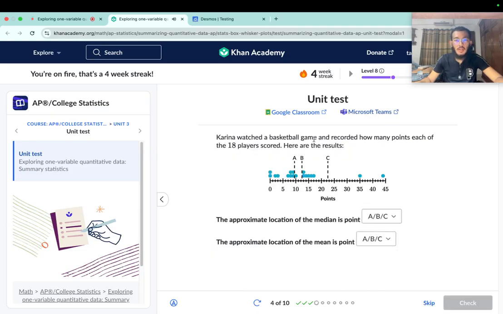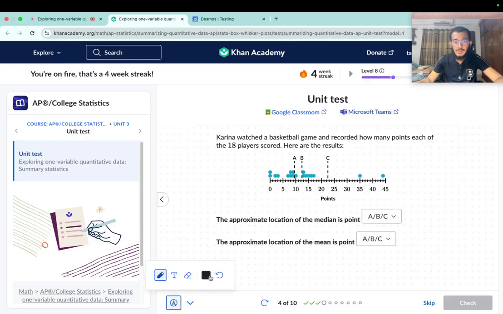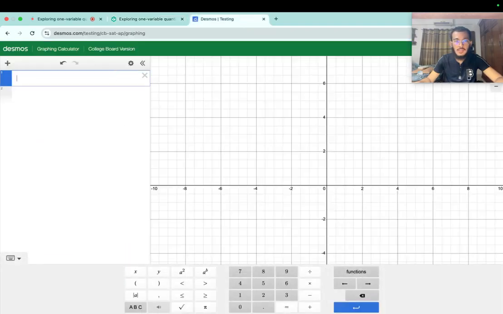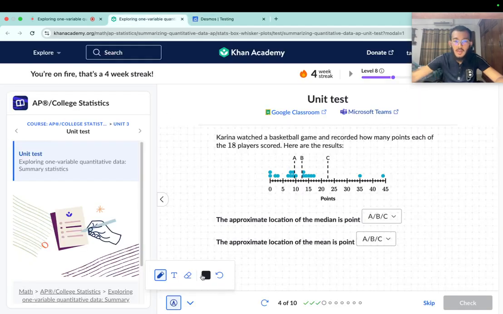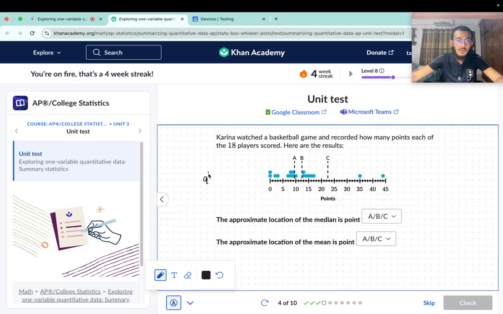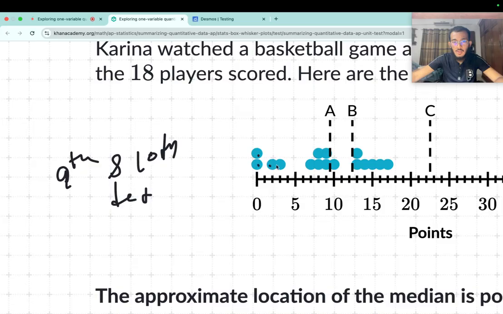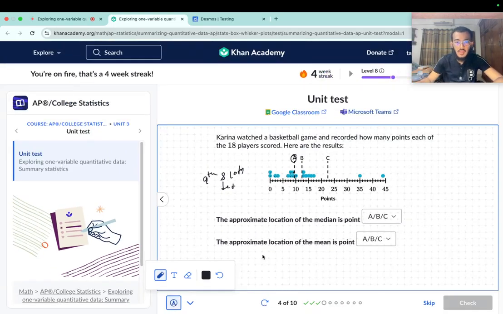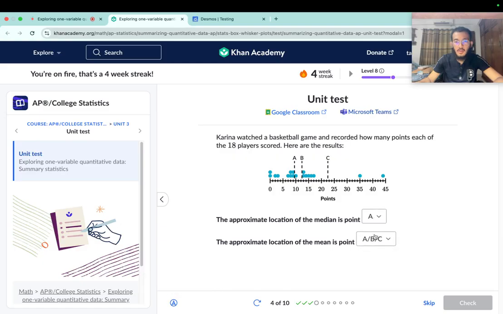Karina watched a basketball game and recorded how many points each of the 18 players scored. Here are the results. The approximate location of the median is what point? Okay, 18 players. So 18 plus 1 is 19, divided by 2, which is 9.5. Now, obviously, we can't have a decimal data point, so 9.5 means the average of the ninth and 10th data. So 1, 2, 3, 4, 5, 6, 7, 8, 9, and 10. The average of that would be here, A. So this is the approximate location of the median.